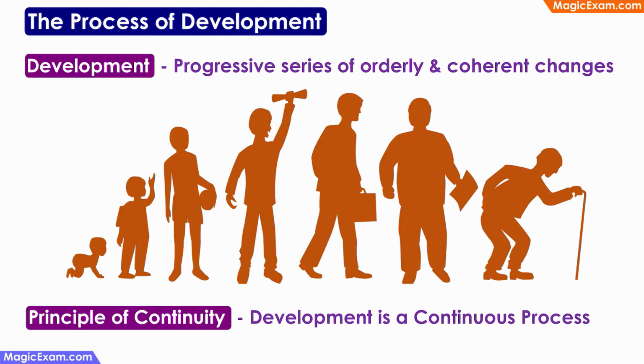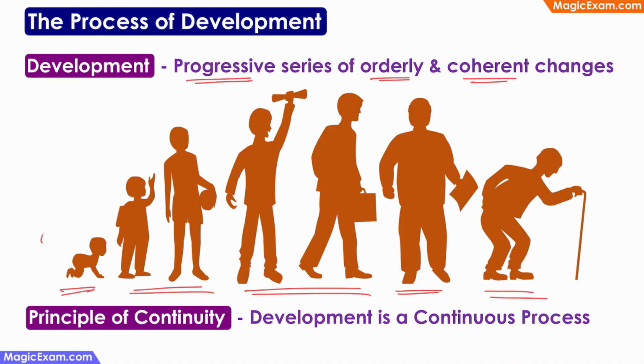Two more points that we have to remember are that development is a progressive series of orderly and coherent changes, which means that development can be predicted to a large extent. For example, we know that the child will grow up and reach a particular height, or there will be a stage after which the child will stop growing physically, and then the health will start declining, and then the person will become an old man.